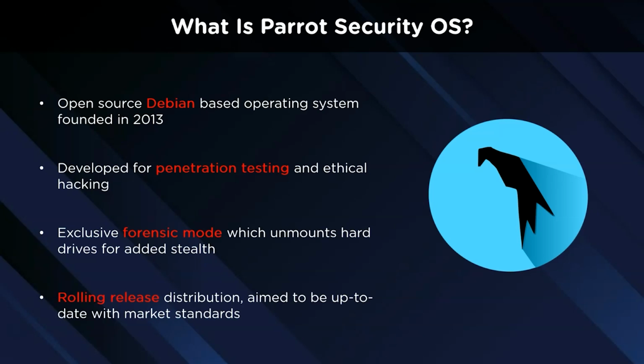In software development, a rolling release is a paradigm in which software upgrades are rolled out constantly rather than in batches of versions. This ensures that the software is constantly up to date. A rolling release distribution such as Parrot Security OS follows the same concept, providing the most recent Linux kernel and software versions as they become available on the market.